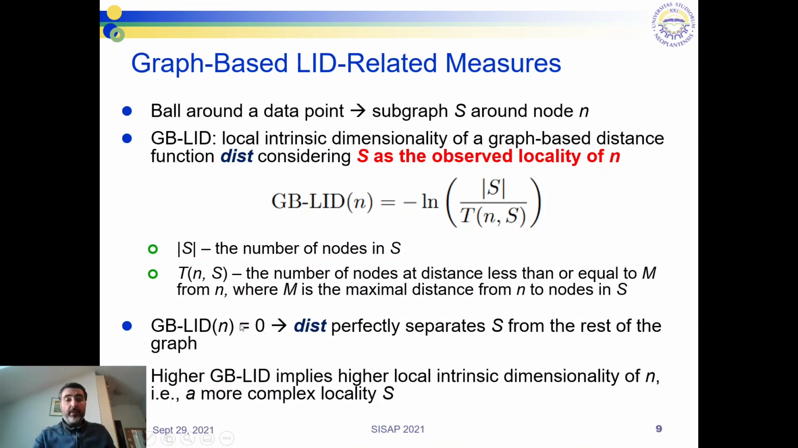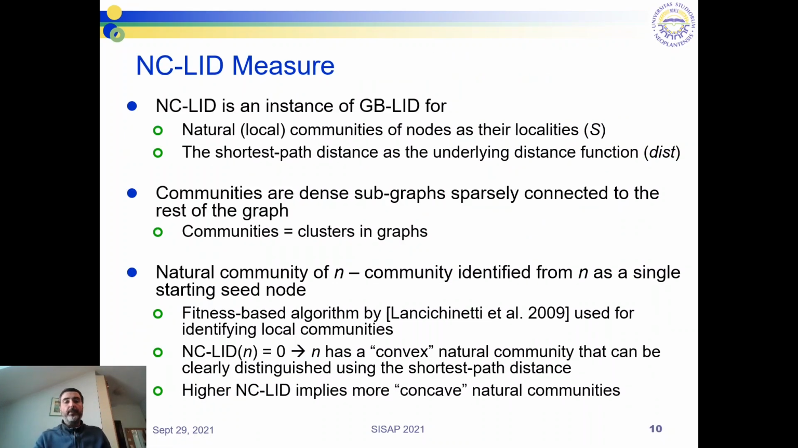However, if this value is higher than 0, then that implies that there is more going on, more local intrinsic dimensionality, more complexity in the subgraph. So the NCLID measure is actually an instantiation of this GBLID, where for the subgraph we use natural communities. That is a well-known notion from the field of complex networks. And for the distance, we simply use the shortest path distance.